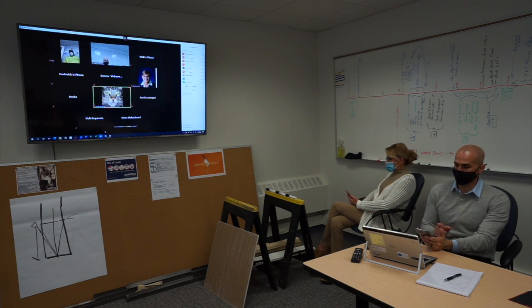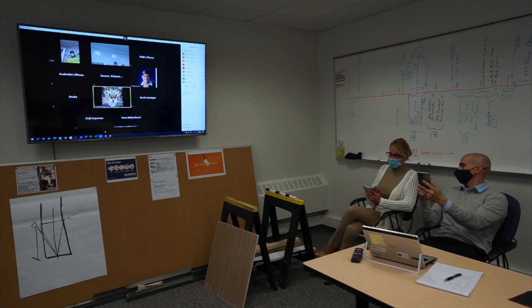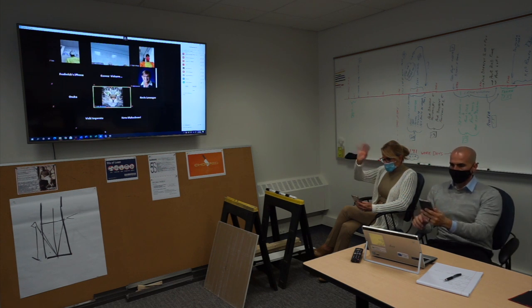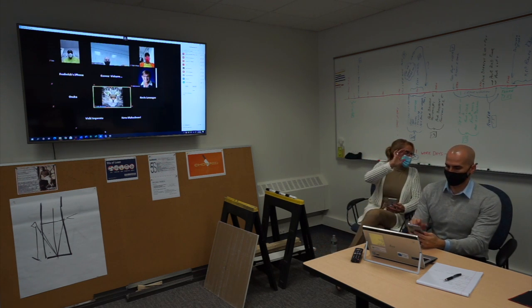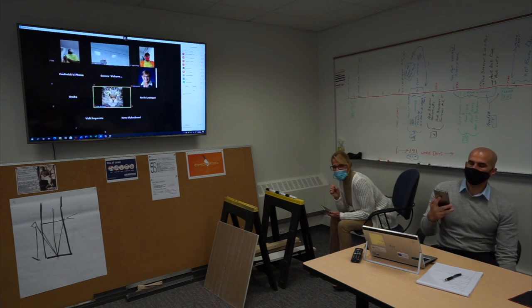If you swipe left again, it'll show you a gallery. And you keep swiping left, it'll show you all the people on the call. If you tap the screen, it'll give you all of your options.